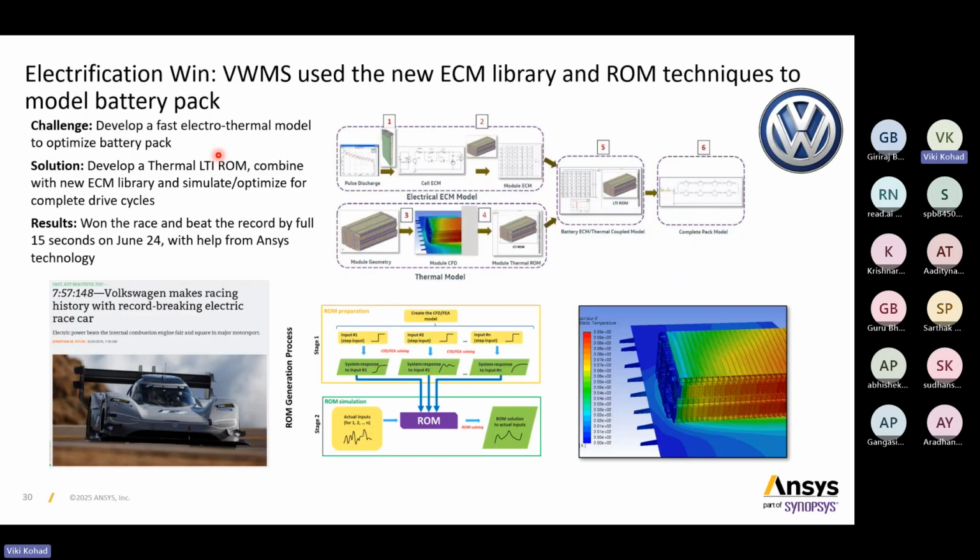Now the other case study is Volkswagen. You all have heard about the VW Group. Volkswagen also uses multi-physics simulation, the ROM models of the ANSYS Twin Builder, for their battery pack optimization. It means they want to participate in the race, the electric vehicle race. So for that they want to optimize their battery pack, and they use the ANSYS ROM models here.